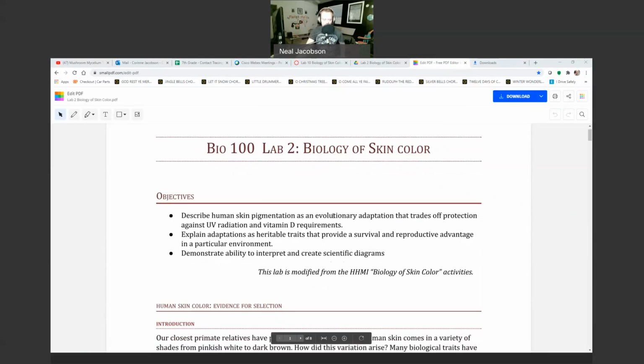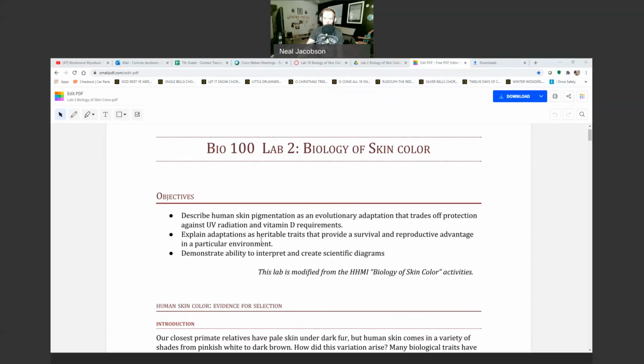The objectives of this lab are to understand how skin pigmentation for humans is an evolutionary adaptation that has a trade-off between protection against UV radiation. There's something called folate that circulates in our bloodstream, and UV light breaks it down. With darker skin, you won't have as much UV light breaking down your folate. But also with darker skin, there's less stimulation for vitamin D production, so you don't get as much vitamin D, which acts as a hormone in the body. We want to explain how these adaptations are heritable traits that provide both survival and reproductive advantage.